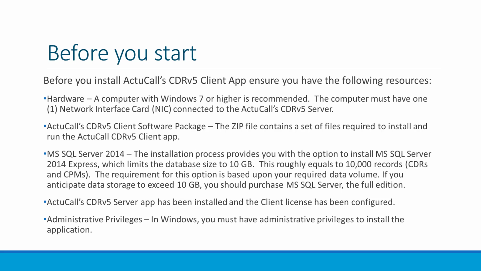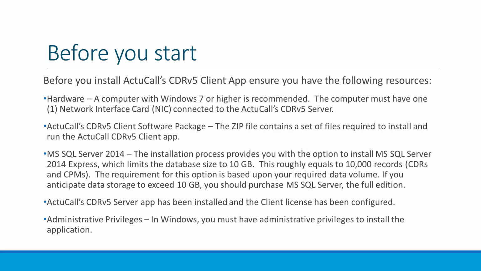First, make sure that the computer you're using has a Windows 7 operating system or higher. This program does not work on Apple devices. Make sure that you've set up your network interface card so it's connected to the CDRv5 server. Make sure you've downloaded the CDRv5 client software package.